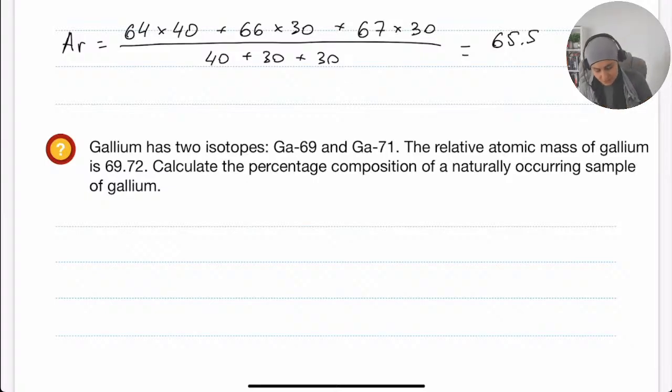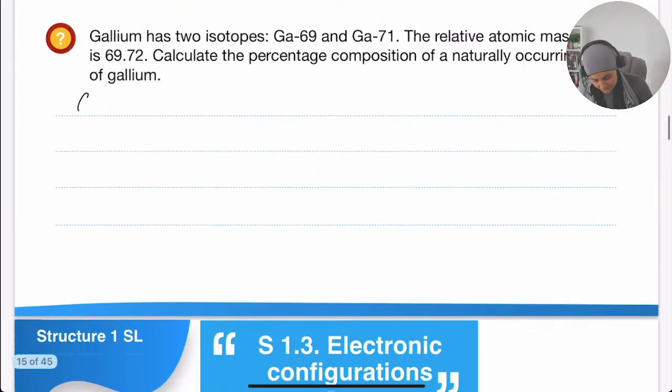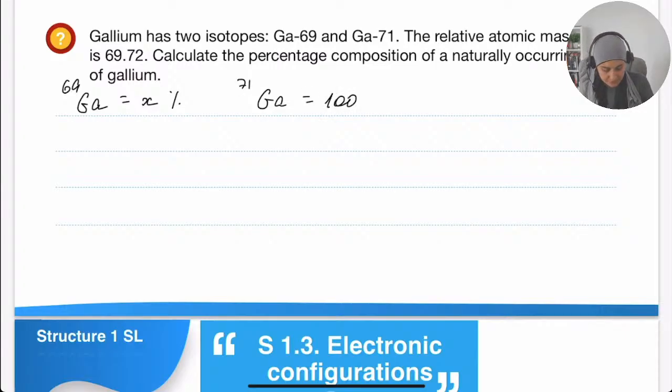Well, let's see how we do. So let's assume that the abundance of one of the isotopes is X. So I would say that gallium-69 has an abundance of X%, and then gallium-71 would have an abundance of 100 minus X%, because the total I set as 100. You can set it as 1 or 100, whatever. I set it as 100, so if one is X, the other one would be 100 minus X.